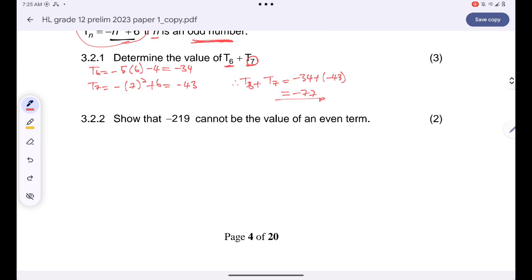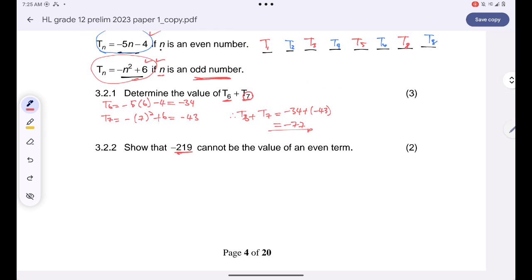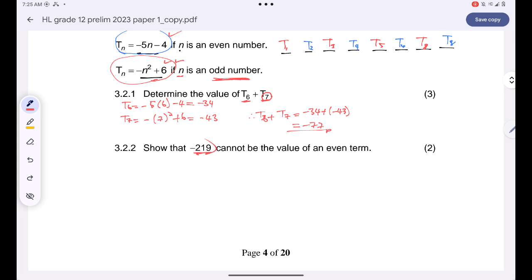Okay, now I'm supposed to show that this number over here, or this term over there, cannot be the value of an even number. I can simply equate this term to this guy over there, and if I get an odd number, that means I've proven that this cannot be a value of an even number. So how can I do that? I'll simply say Tn, which is equal to negative 5n minus 4. I want to check whether negative 219 is even or odd.